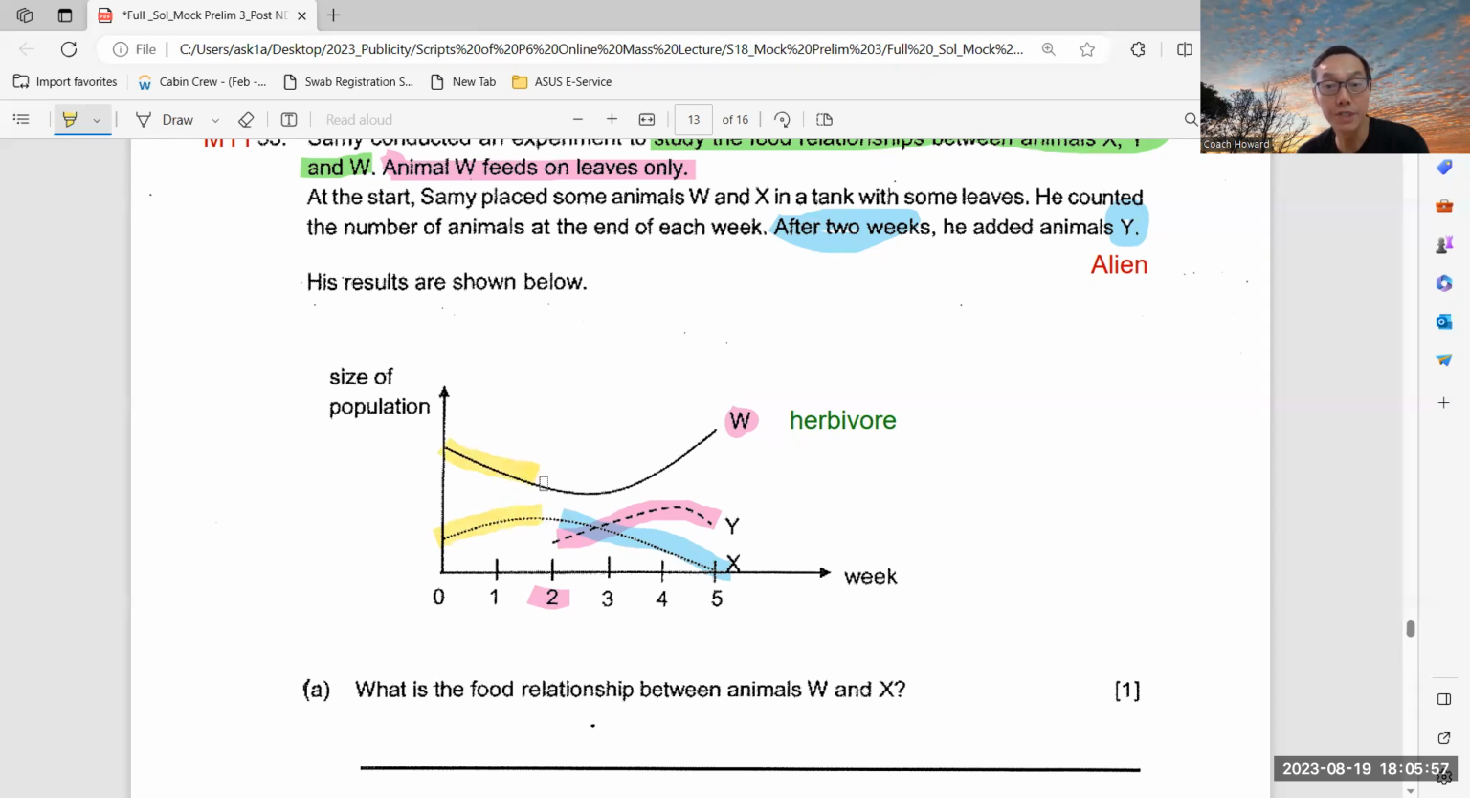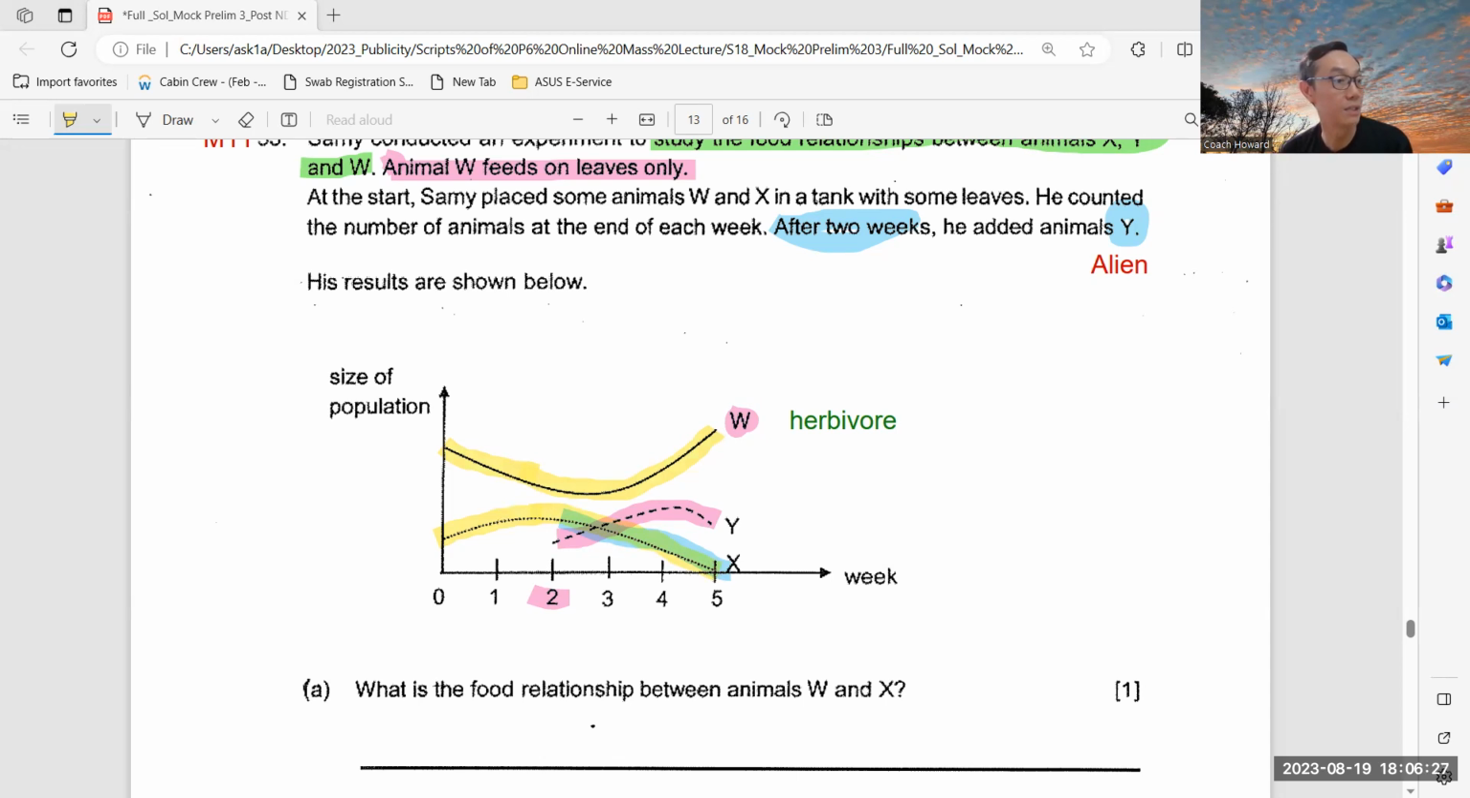When they reach the minimum point, W starts to increase. Why does it start to increase? Because at week number 2, the population of X starts to drop, eaten by Y. That's why X drops. This relationship is quite interesting. So when X drops, nobody eats W, that's why W will increase. This is a very good question.